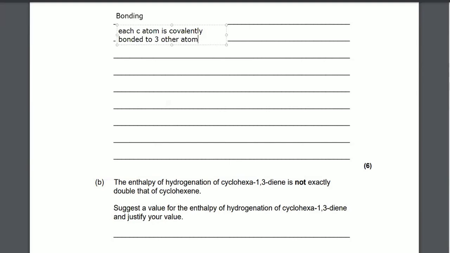Okay, bonding. Each carbon atom is covalently bonded to 3 other atoms. So think about a benzene ring. It's got a carbon atom either side of it and 1 hydrogen coming off. Obviously, C6H6 is the formula for benzene.